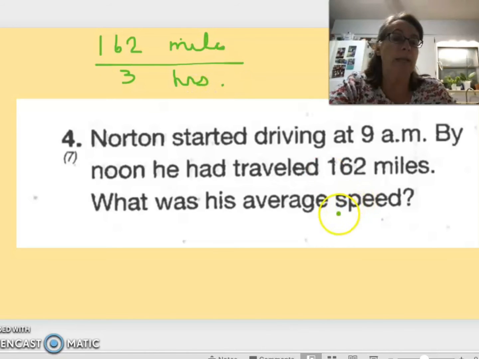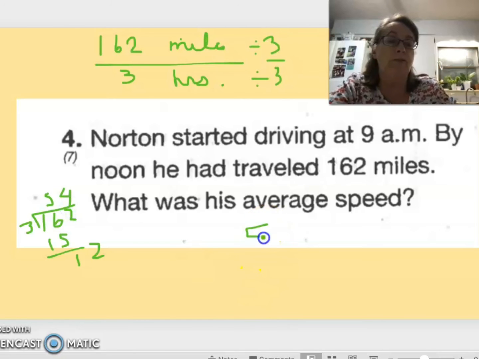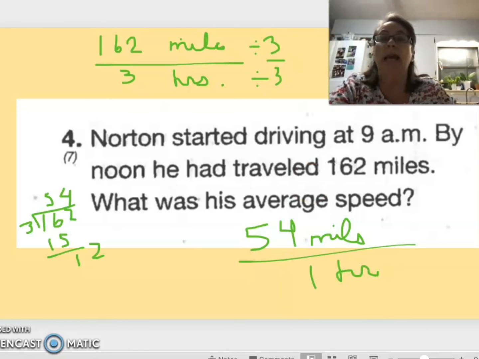But when we're talking about a speed, we want miles per 1 hour. So don't we want to divide by 3 and divide the denominator by 3? Since we're dividing by 3 over 3, we're really just dividing by 1. We're only simplifying. So how many times does 3 go into 162? 54. Okay, so 54 miles in 1 hour. But we would just say 54 miles per hour. We don't need that one there. Okay?